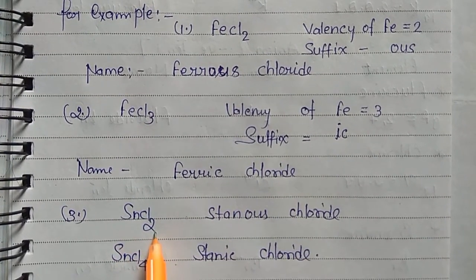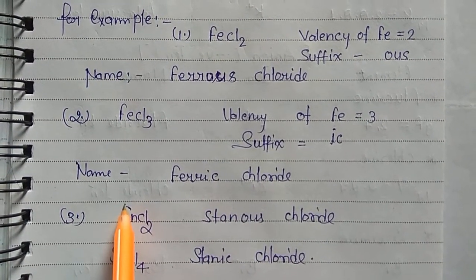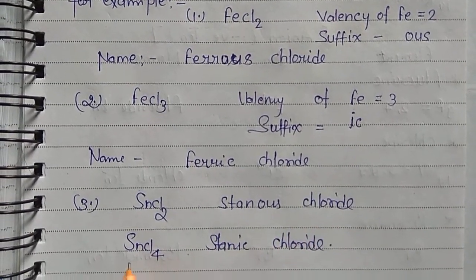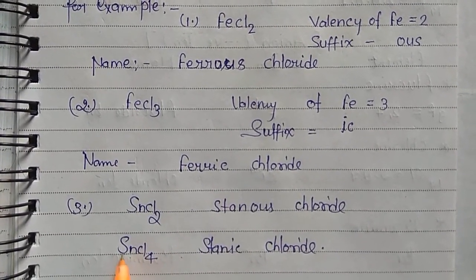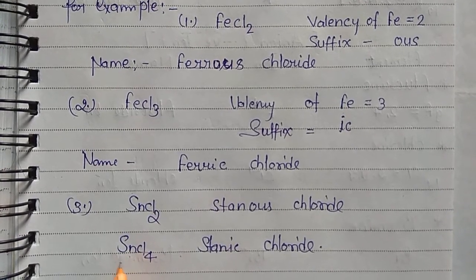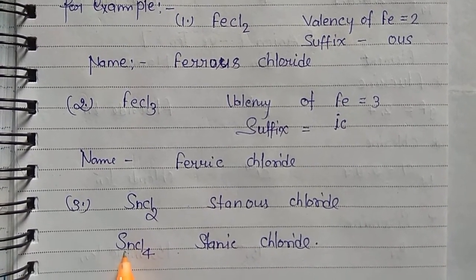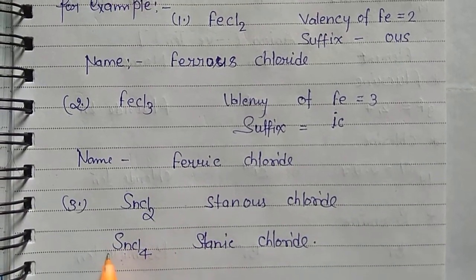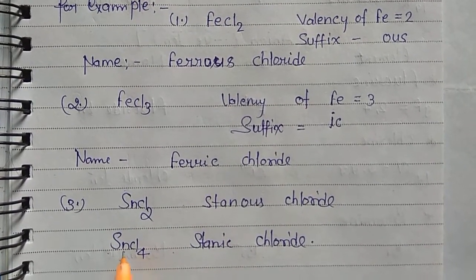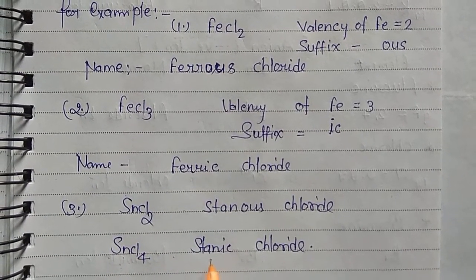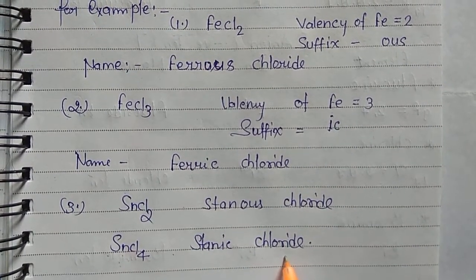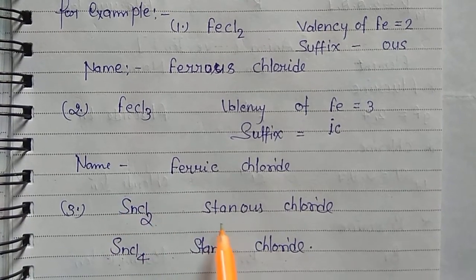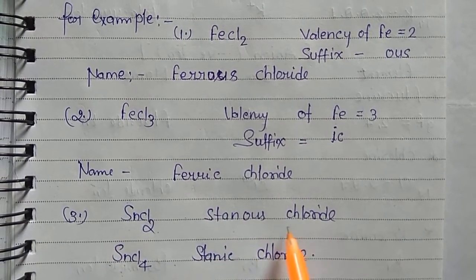Similarly, SnCl2, Sn valency 2, so we can write stannous chloride, but SnCl4, tin, that means stannic chloride. SnCl4, because the valency of Sn, tin, is 4, so we write stannic chloride, but in SnCl2 the valency of Sn is 2, so we write stannous chloride.